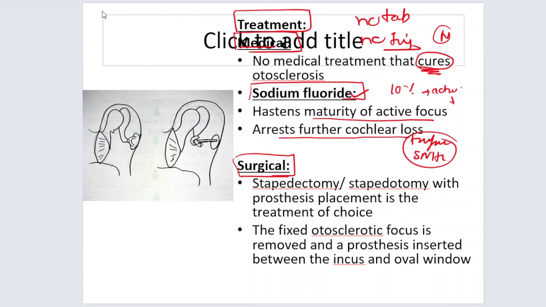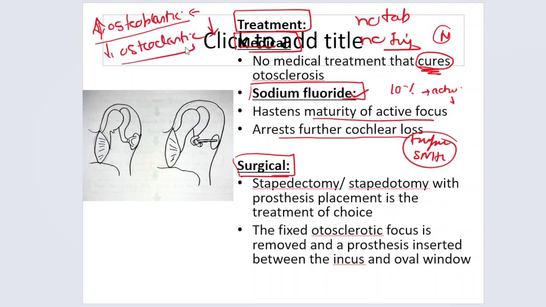So what does sodium fluoride do? Sorry, it is increasing the osteoblastic activity, so new bone formation is increased, and it is decreasing the osteoclastic activity, so bone resorption is decreased. Thereby, mature bone formation occurs faster than when you leave it to nature. By this, you can arrest the severity of the hearing loss, and you can also give some relief for the tinnitus and sensorineural hearing loss.